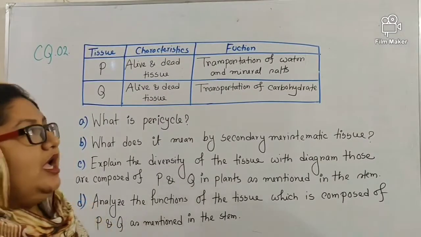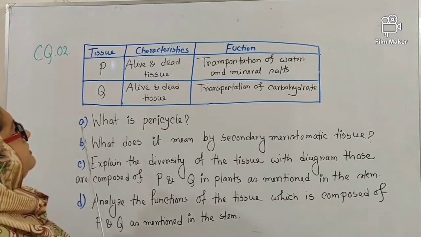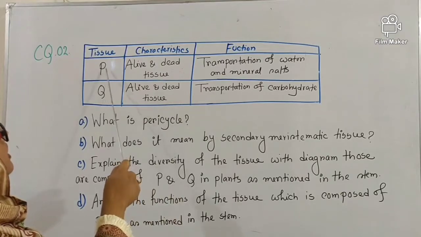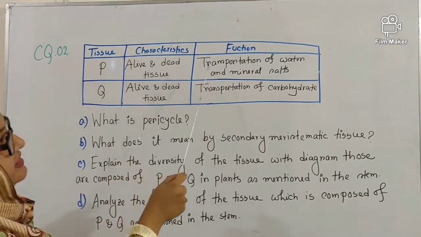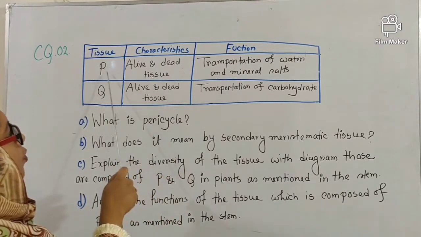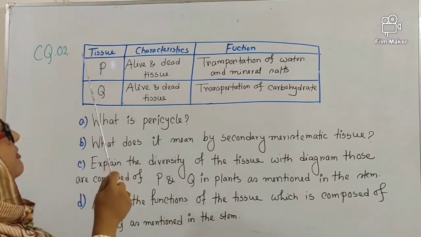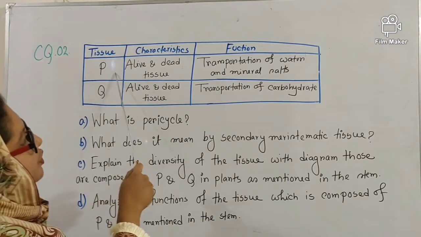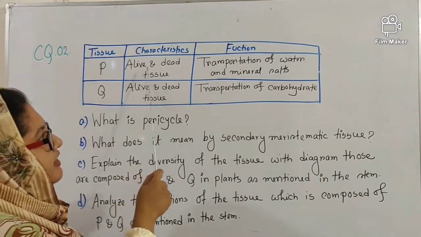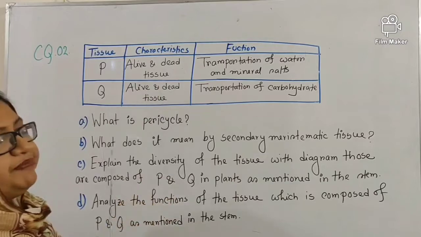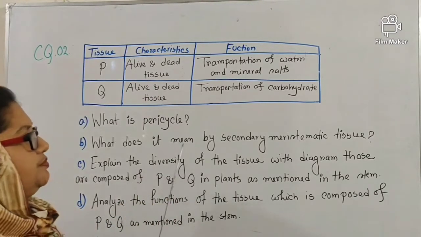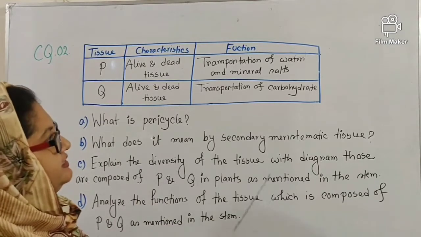Question number 2. You can see the stem. In the stem, there is a chart. Okay? Tissue, characteristics, function. Number 1 tissue is indicated by P and another type of tissue is indicated by Q. Both of these tissues comprise alive and dead cells. That means the tissue may be alive or may be dead.